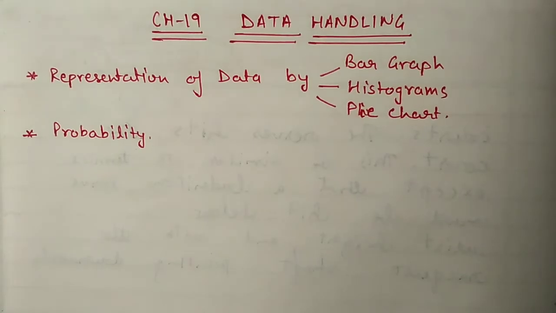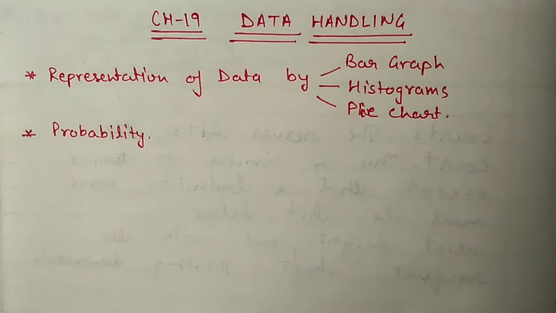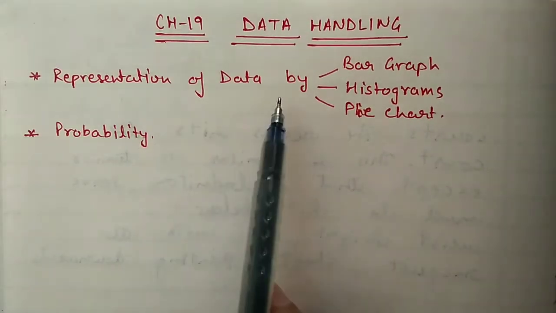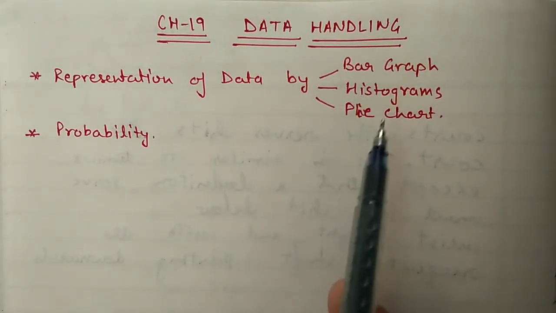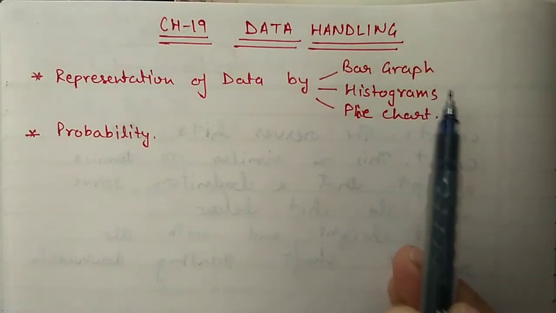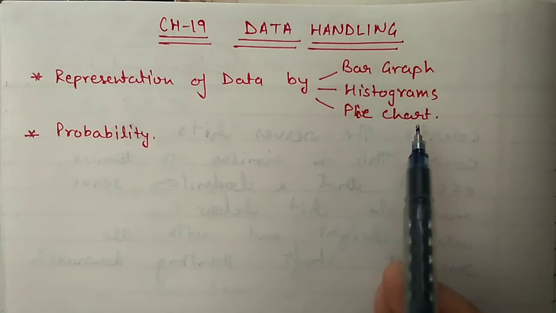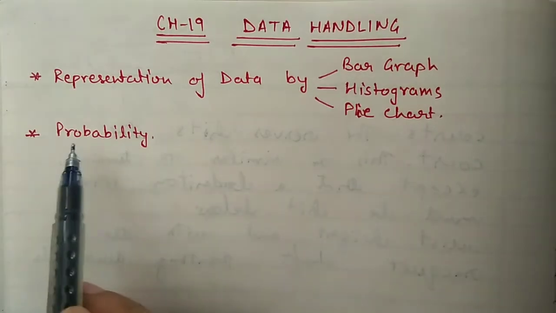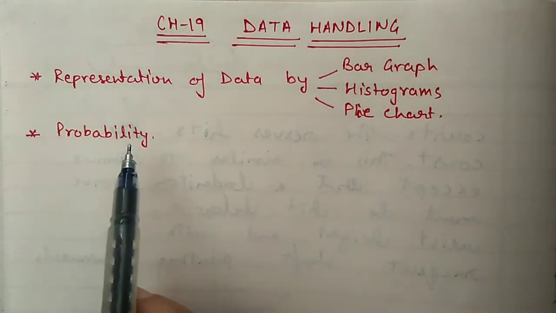Hello students, today we are starting chapter number 19, data handling. In this chapter you will learn about the representation of data by bar graph, histogram and pie chart. First exercise is based on bar graph and histogram. Second exercise is based on pie chart and the third exercise is based on probability.